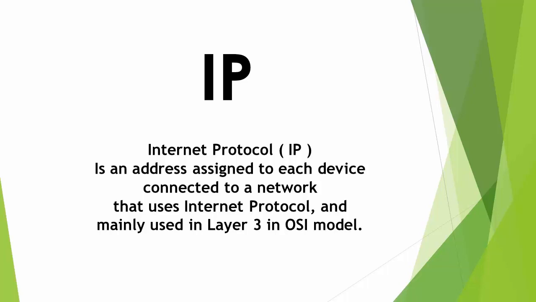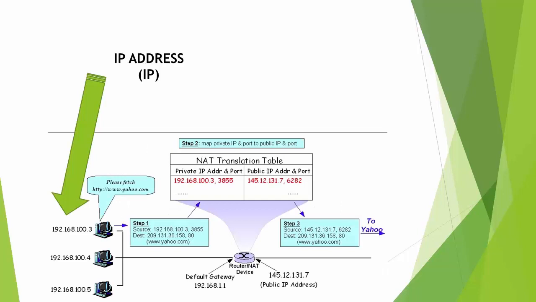Internet Protocol, IP, is an address assigned to each device connected to a network that uses Internet Protocol, and it is mainly used in layer 3 of the OSI model. Here, the diagram shows clearly where the IP address sits.